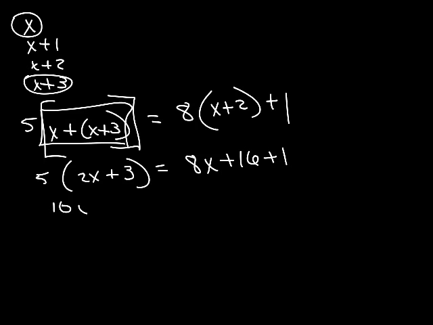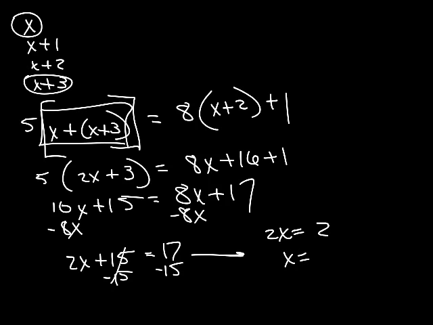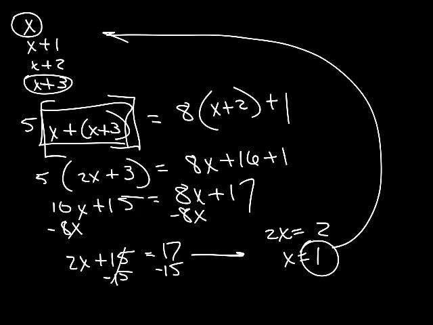10x plus 15 equals 8x plus 17. Subtract 8x, subtract 8x, so I have 2x plus 15 equals 17. Subtract 15, subtract 15, that goes away. Gives me 2x equals 17 minus 15 is 2. X equals 1. Now we have to take this 1 and put it back into each of those 4 so we get our 4 consecutive integers. So we get 1, 2, 3, 4. And that's it.